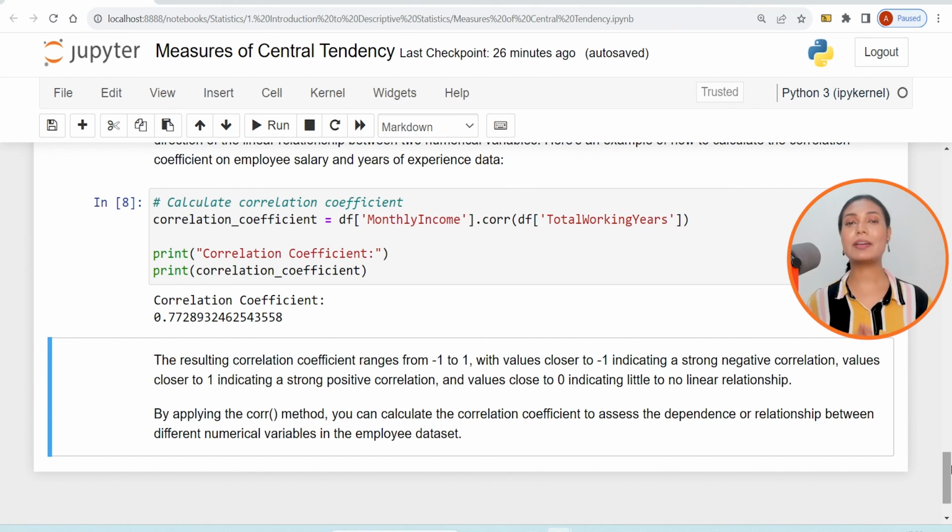So you can now understand how the measure of dependence can help us to make conclusions on the relationships between different variables.